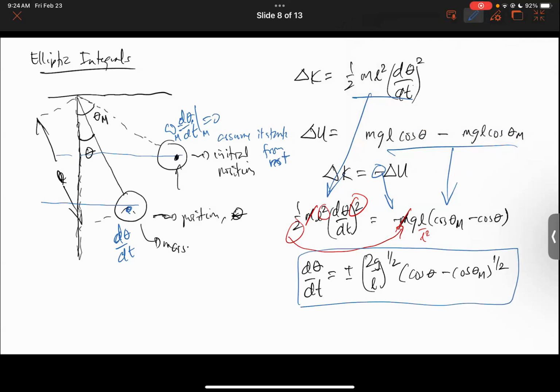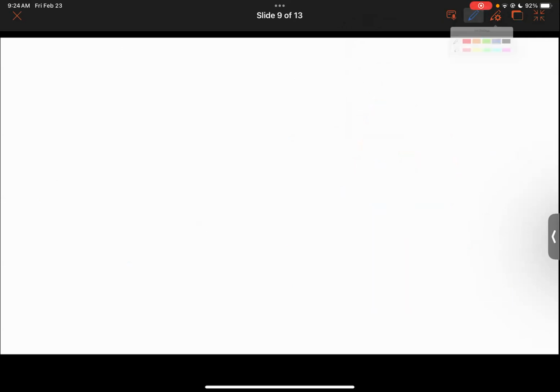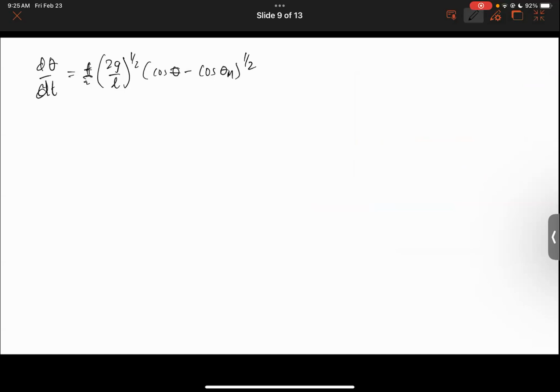Okay. So makikita nyo na ngayon kung anong paggagamitan natin ng Taylor series or ng binomial series. So we have d theta dt is equal to plus or minus 2g over L raised to the 1/2 cosine theta minus cosine theta sub m raised to the 1/2. Okay, so we are going to stop at this.